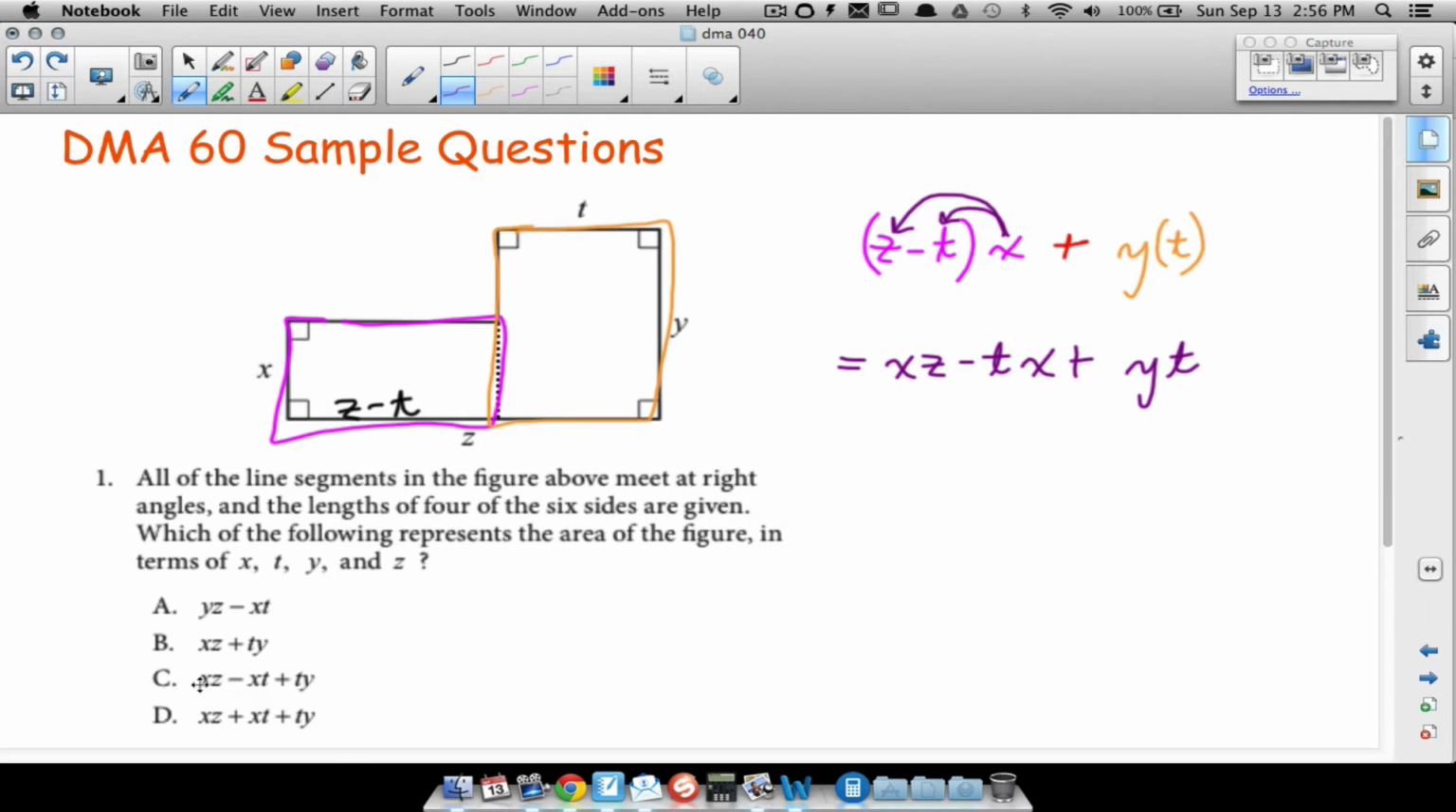And this is the total area of our entire figure. And just looking down here, xz, that matches that. Like I said, xt or tx, that matches that. And notice it is getting subtracted, just like we have right here. And then we have plus ty or plus yt. It doesn't really matter the order there. So C is going to be our correct answer to that problem.